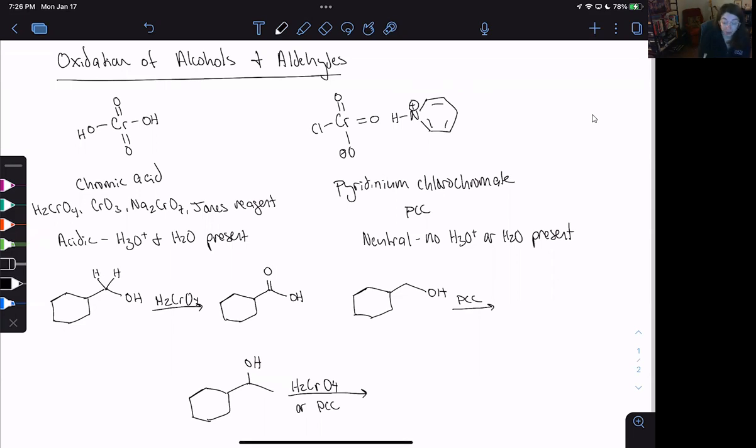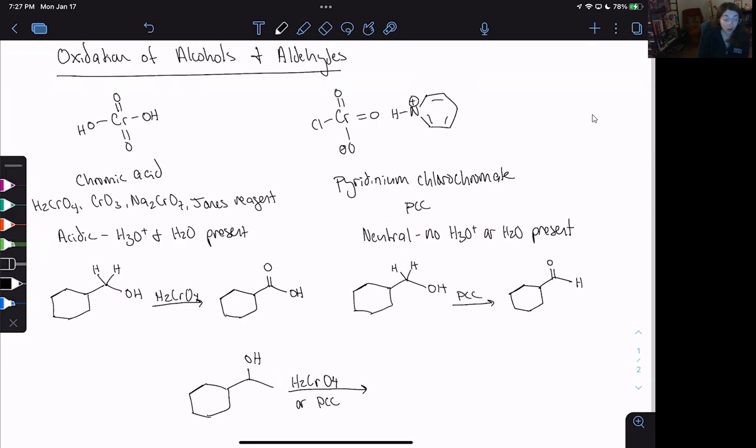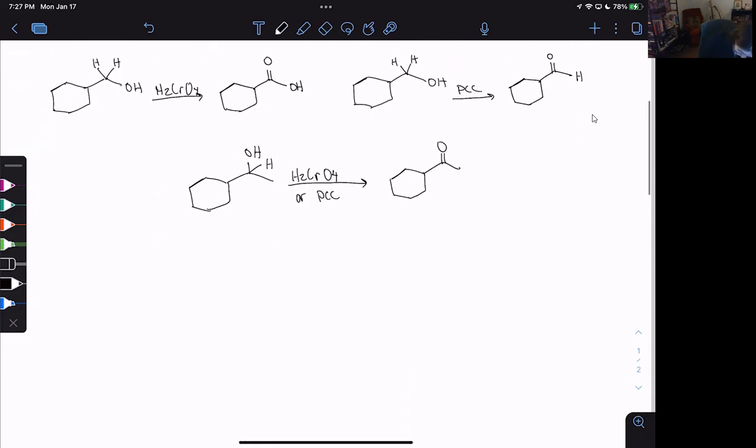So if we have PCC, we're only going to get to the aldehyde. So we're going to take 2 of these and we're going to keep 1. So we're changing 1 CH bond for 1 CO bond. Okay, and if we have a secondary alcohol, that means that we've got 1 CH bond here. We're going to get to a ketone. And it doesn't matter which one you use, we're only going to get a ketone out of it. Okay. So the mechanism here is really going to tell us why exactly we have this difference in reactivity. All right, so let's check out the mechanism.